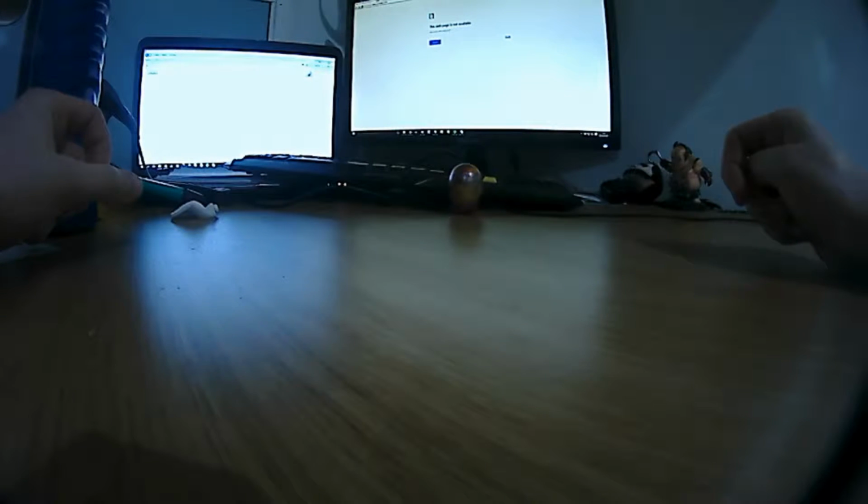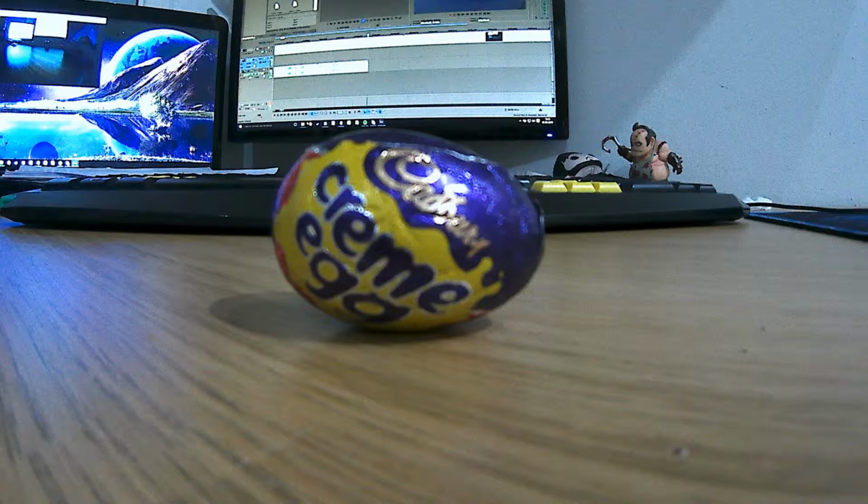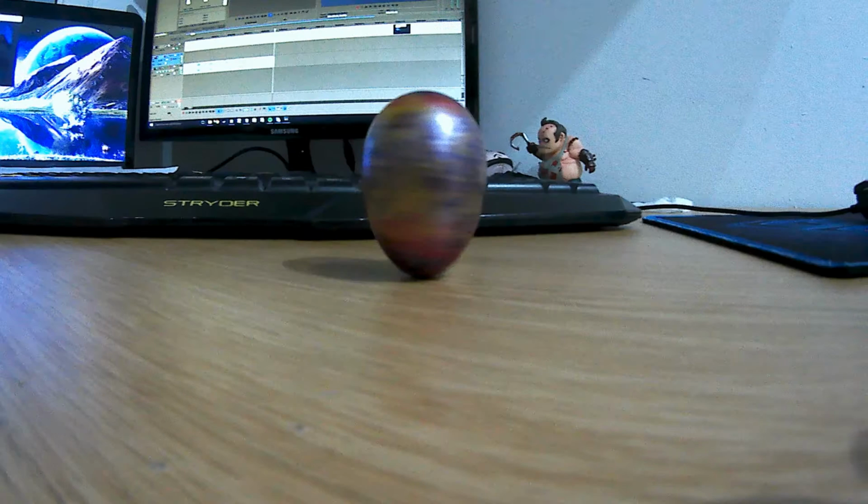This is the point where the egg becomes stable, standing on a point. When it's stationary, it's stable like this. But when it's spinning, it's stable like this. How does that make any sense?